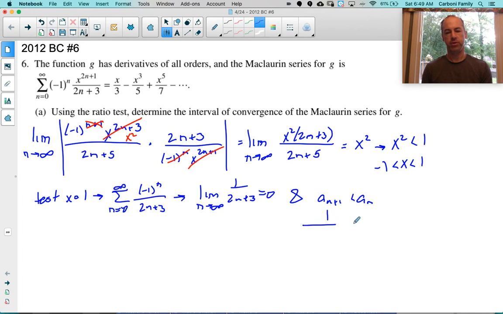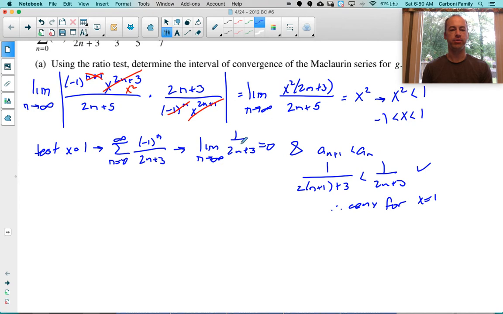And so that would be 1 over 2 times n plus 1 plus 3. Is that less than 1 over 2n plus 3? And it is, because the denominator is larger. Therefore, we converge by the alternating series test. So converge for x equals 1. Now I need to test x equals -1.